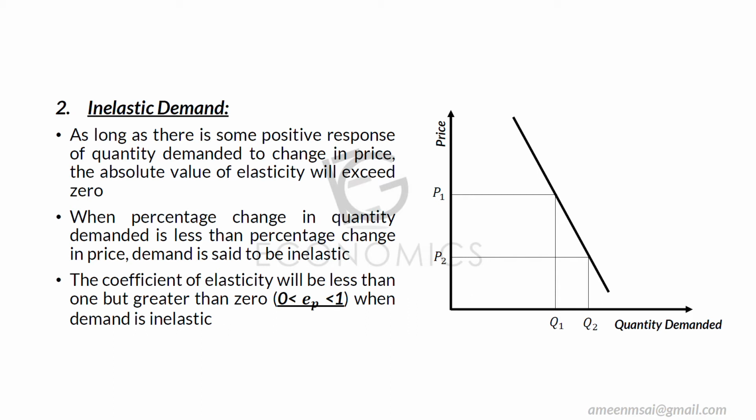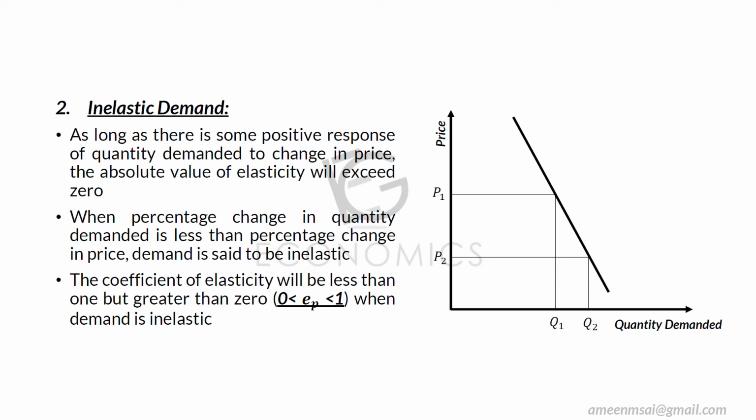Do you remember the example that we said in the previous video? We said about the example of rice. The rice is 5 rupees per kilo at present, and you will be buying 10 kilo. When the rice is 10 rupees per kilo, you will decrease the quantity demanded to only 8 kilo. So the increase in price is 100%, but the decrease in quantity demanded is only 20%. So in such a situation, we call it inelastic demand.